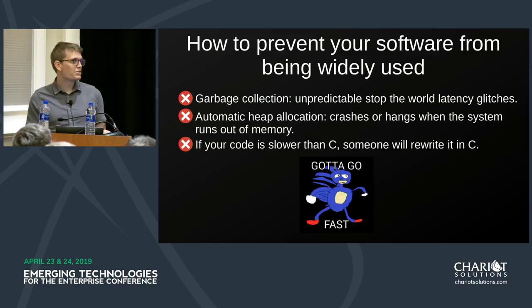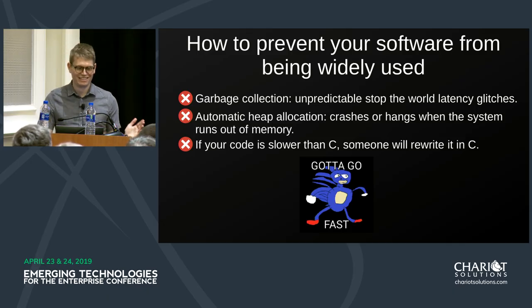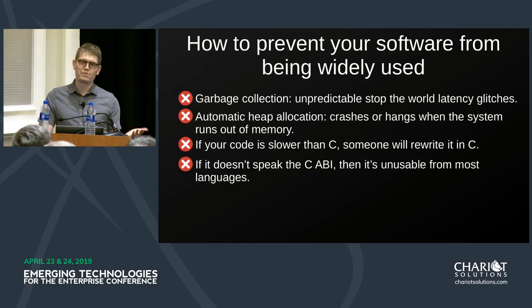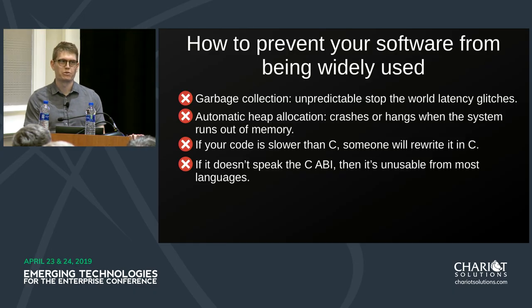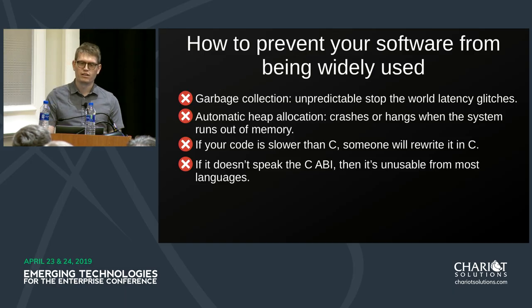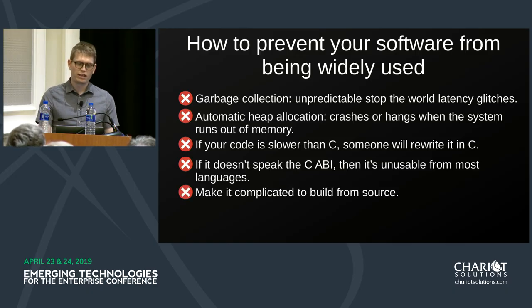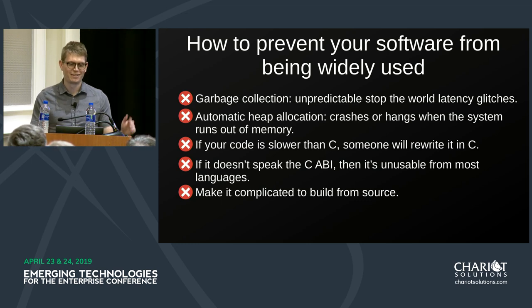If your code is slower than C, someone's going to rewrite it in C. Gotta go fast. If it doesn't speak the C ABI, then it's not even really usable for most languages. So for example, a Perl application is not going to take advantage of a Python library, or vice versa. And finally, you can prevent your software from being widely used by making it complicated to build from source, like TensorFlow. Basically, Docker was invented to solve that last problem.